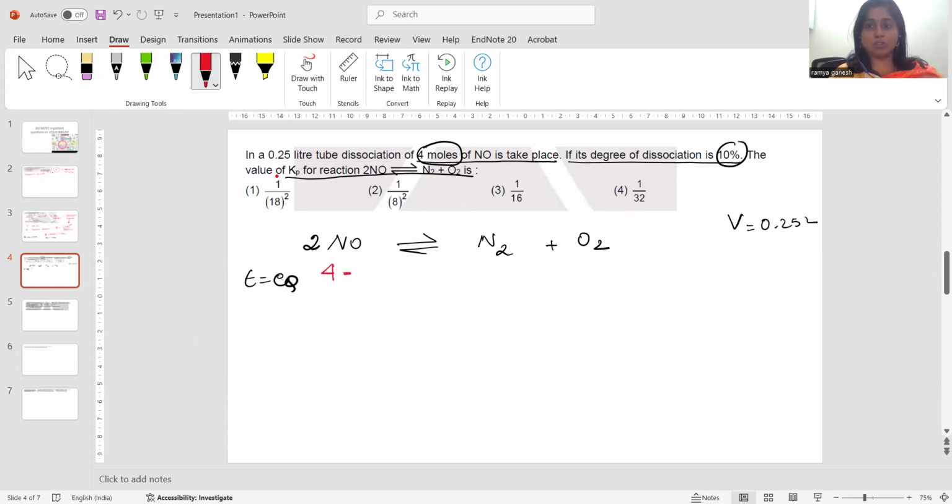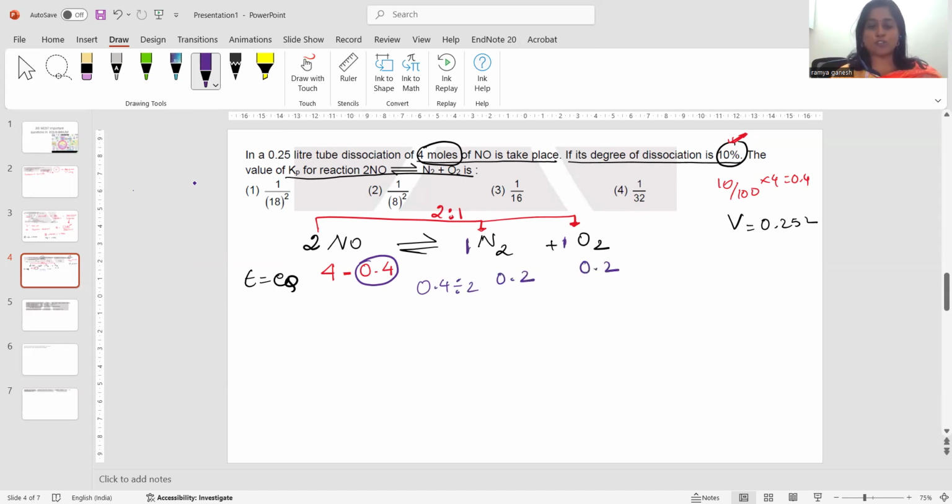So when equilibrium has been obtained, what do you understand? 4 moles we have taken. Out of them, 10% of the 4 moles has got dissociated. 10% of 4 moles is nothing but 0.4. So 0.4 has got dissociated. Now look at the stoichiometric ratio between nitric oxide, nitrogen, and oxygen. What is the ratio? 2:1. So if 0.4 has got dissociated, how much would have got formed? 0.4 divided by 2, which is 0.2 here, and again here it is 0.2. Why? It is a 1:1 proportion.